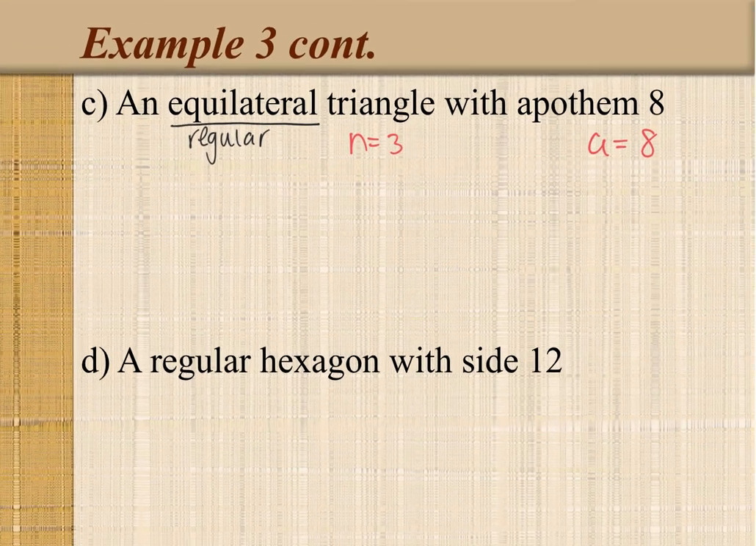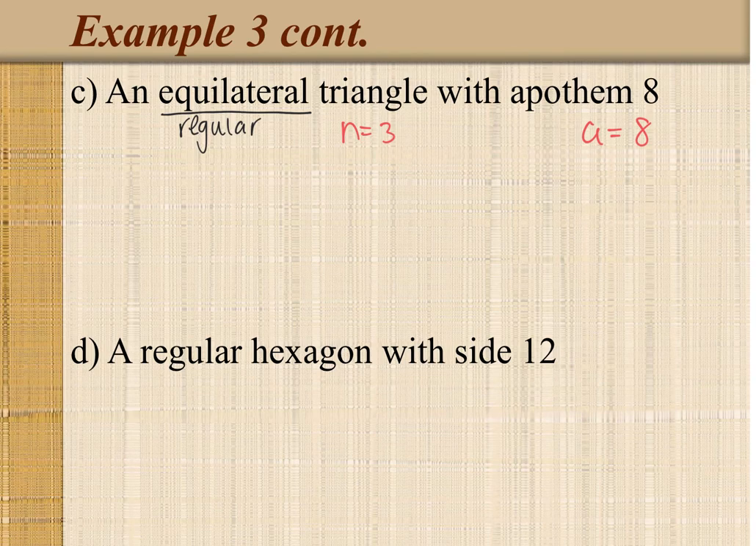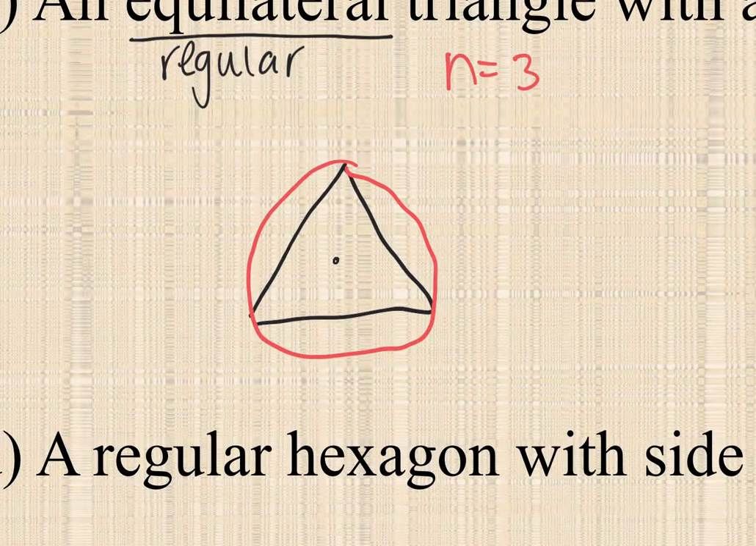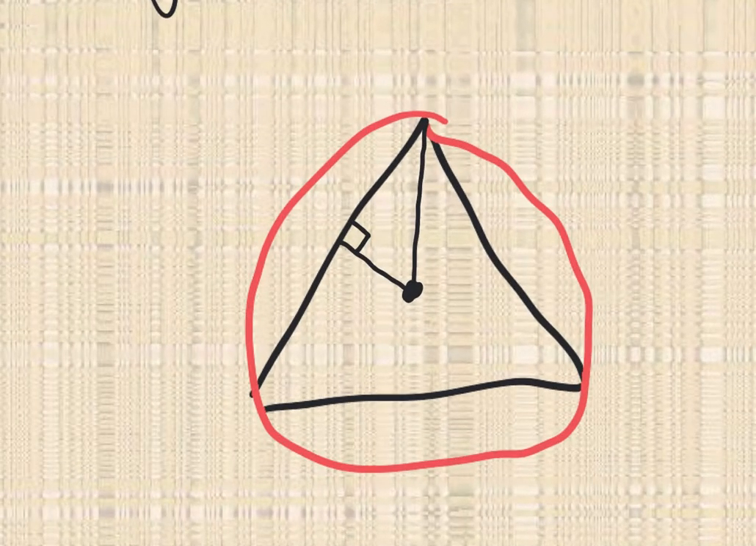Okay? So we still need to draw a picture. Go ahead and draw a triangle. Try to make all sides as equal as you can. And then draw a circle around that triangle. Okay? Find the center. Draw a radius and an apothem. You should get a right triangle. Do you guys all see that?